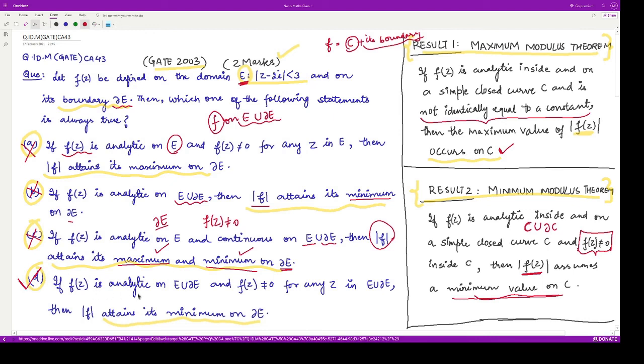So let us have a look at why it is correct. They are saying if a function f is analytic on the curve and on its boundary, and it is not equal to 0 for any z there, then the modulus of the function f attains its minimum on the boundary. So obviously this is the same result as this theorem. So option D here is the correct option.